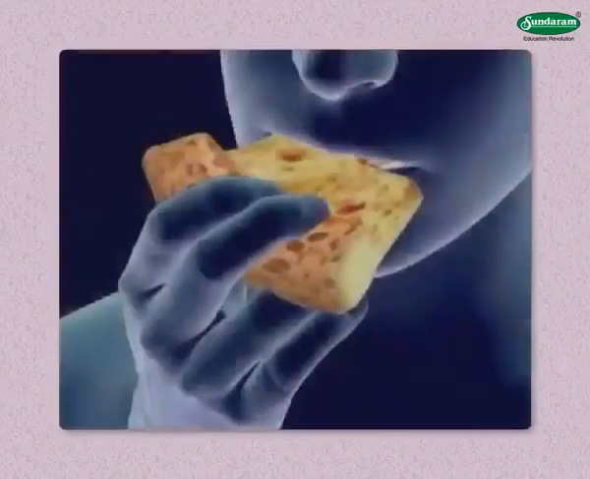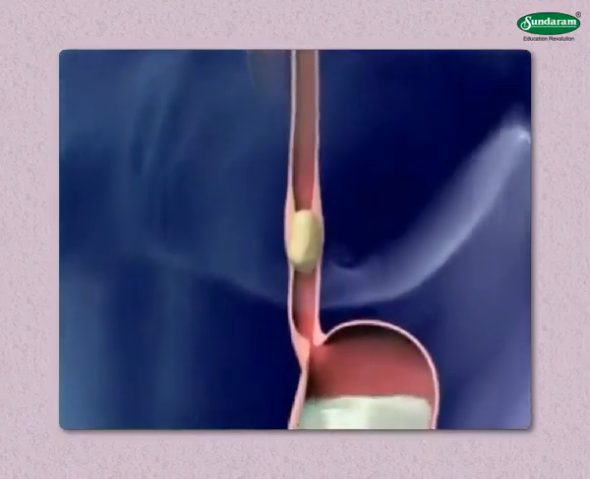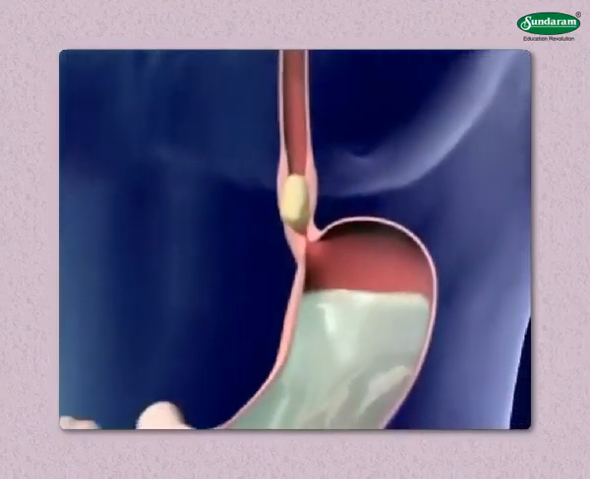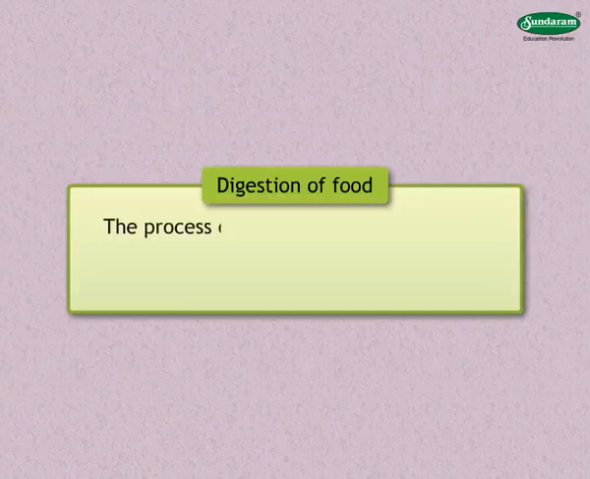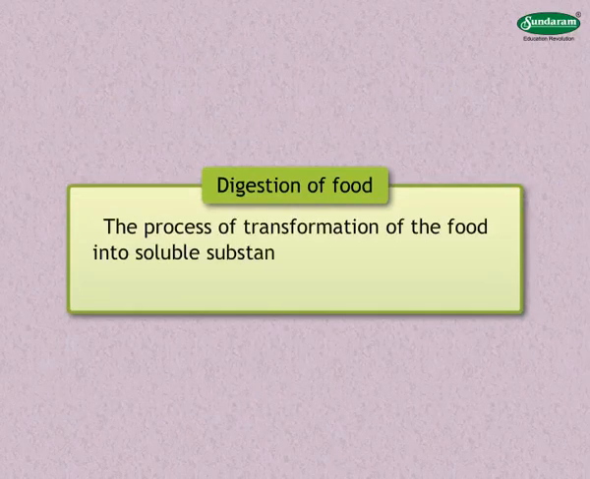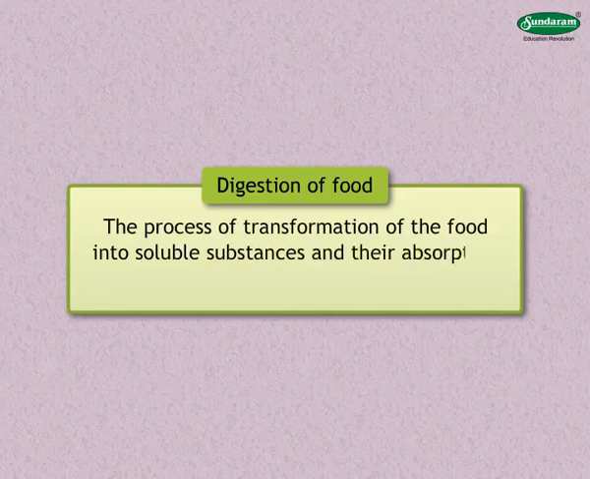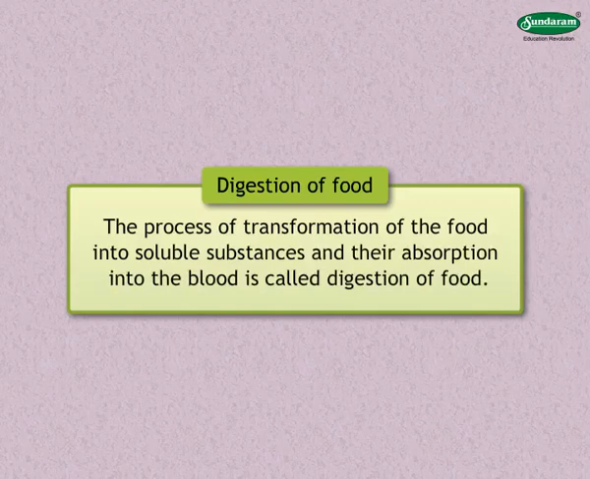However, the food we eat cannot mix into the blood as it is. The food must first be changed into substances which can mix in the blood, in other words, into soluble substances. The process of transformation of the food into soluble substances and their absorption into the blood is called digestion of food.